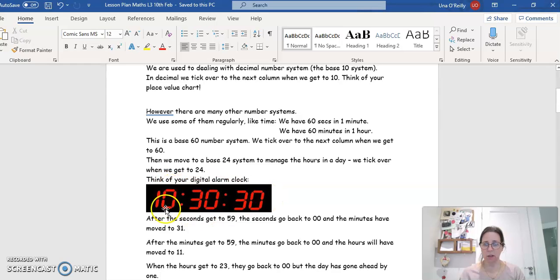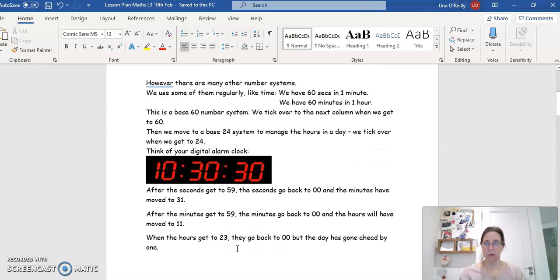If you think of your digital alarm clock, there's a good example. After the seconds get to 59, the seconds go back to 0, but the minutes will have gone up to 31. And after the minutes get to 59, they'll go back to 0, but the hour will have moved to 11. And when the hours get to 23, they go back to 0, but the day or the date has gone up by 1.